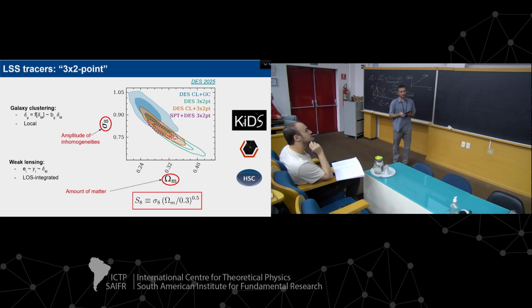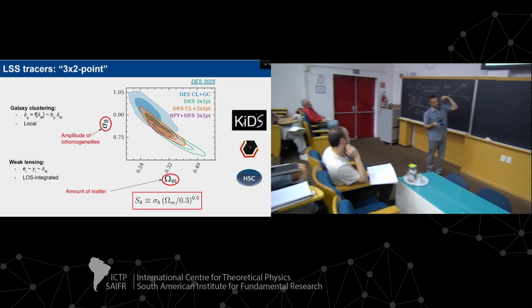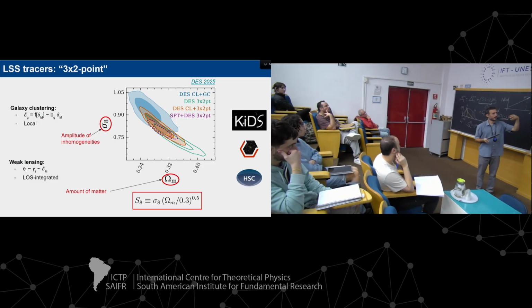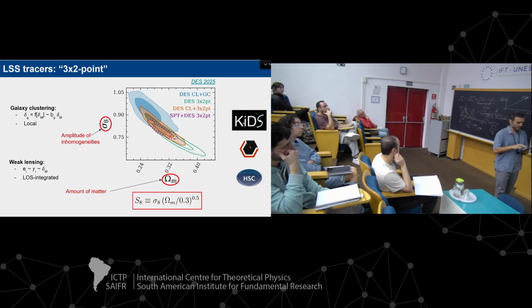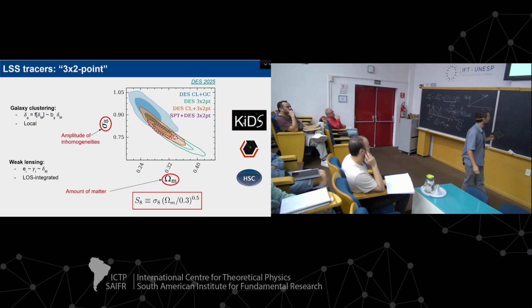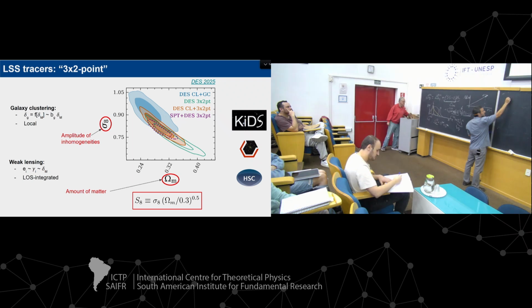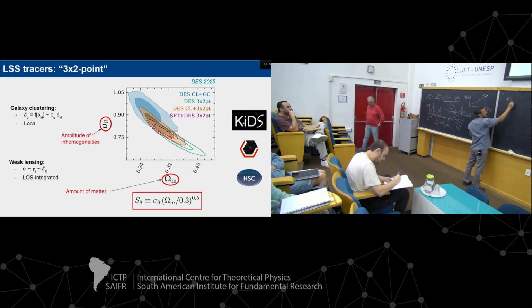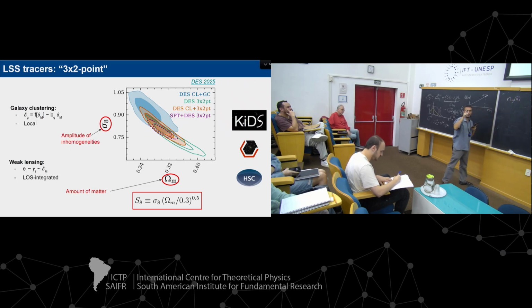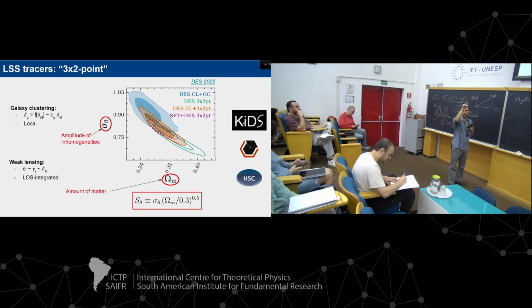Right, so when we're trying to interpret information from 3x2 point, meaning shear and galaxy clustering, what are the main things that we need to worry about? Well, for galaxy clustering, remember the main thing we care about is measuring the actual number or the number density of galaxies in a given region of space, right? So literally, and we will see this tomorrow, what we do is we take our catalog and count how many galaxies there are in a given pixel, okay?